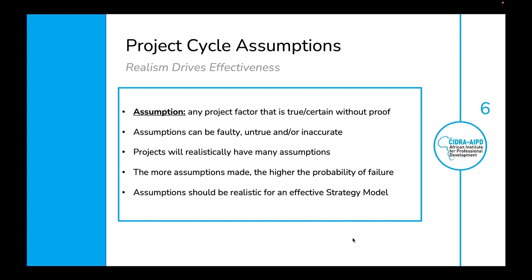So assumptions should be realistic for an effective strategy model, and you should minimize assumptions as much as possible so that you're not really going out on a limb to try to prove something that isn't necessarily concrete or drive some organizational change that isn't necessarily backed up by a strong theory of change.